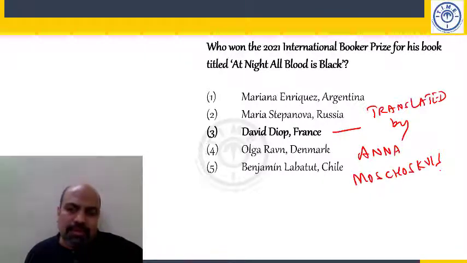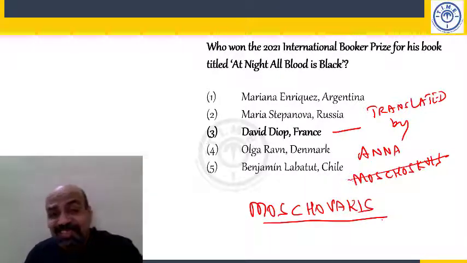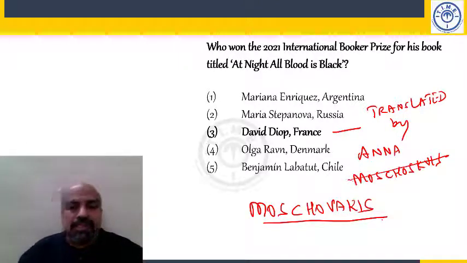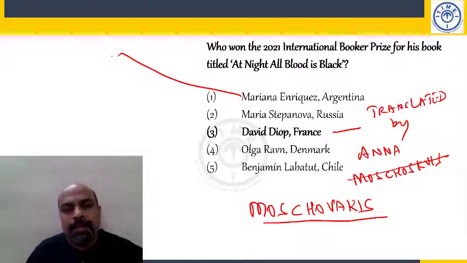I think I got it wrong, it is not this one. I'm not very comfortable with this particular name, but this is the right spelling. Anna Moschovakis translated the work. So this prize is given to both: the person who wrote the original book and the translator. I'll give you the name of just one more book. Mariana Enriquez, The Dangers of Smoking in Bed.